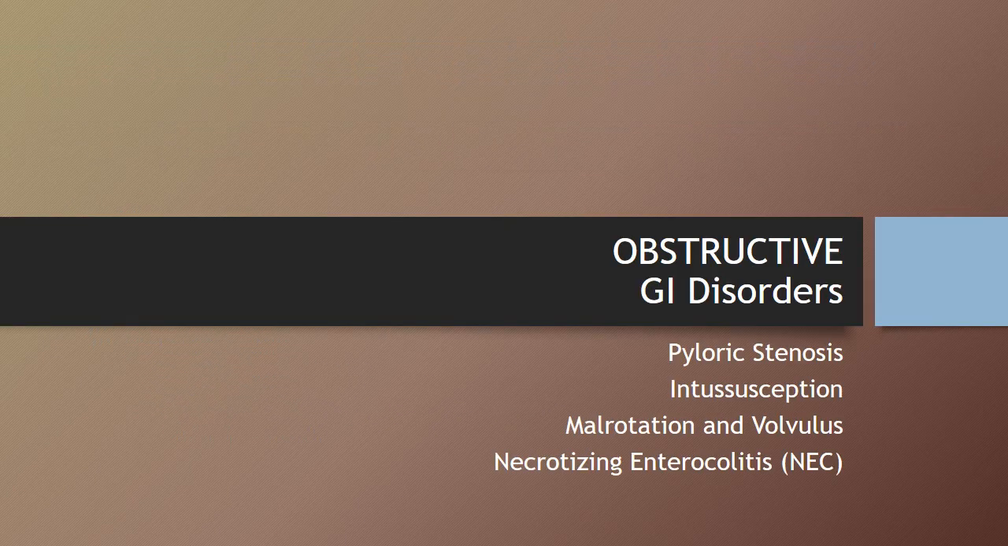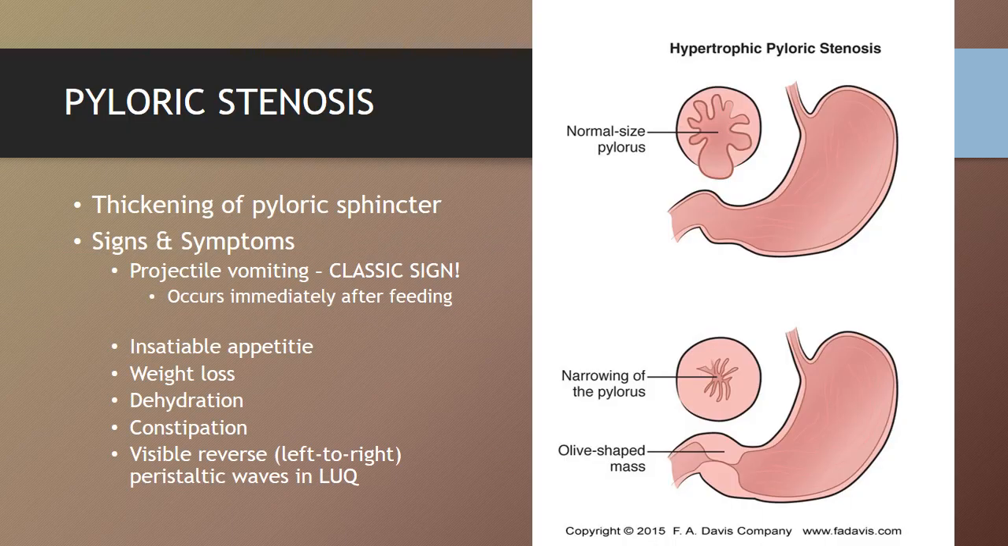All right, the next section is obstructive GI disorders. This is going to be your pyloric stenosis, intussusception, malrotation and volvulus, and necrotizing enterocolitis or NEC. So pyloric stenosis, or hypertrophic pyloric stenosis, they're both the same. This is actually the thickening of the pyloric sphincter. You can see over here, this is a normal size pylorus, and this is the narrowing pylorus. All right, you see it down here too.